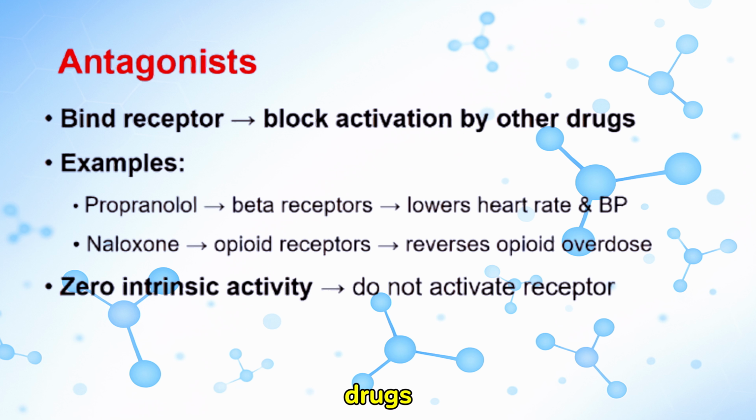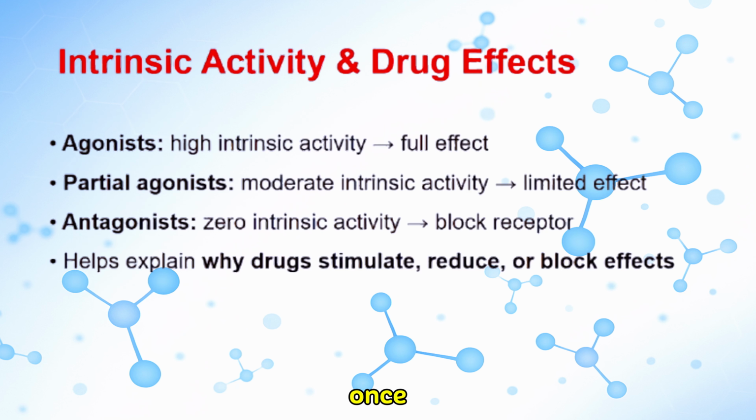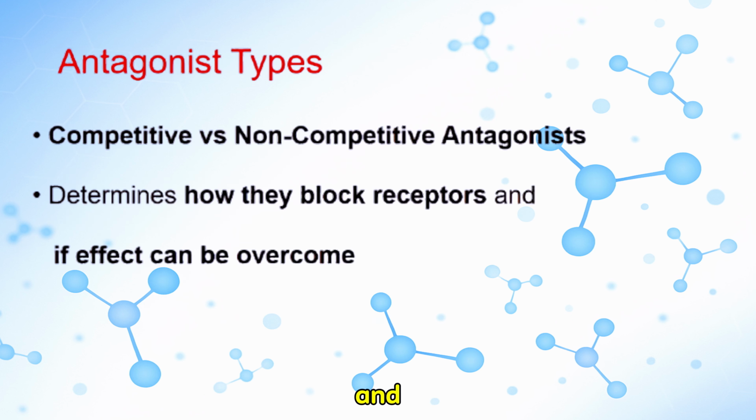The way these drugs behave is linked to a concept called intrinsic activity. This refers to the drug's ability to activate the receptor once it is bound. Agonists have high intrinsic activity because they fully turn on the receptor. Partial agonists have moderate intrinsic activity because they produce only a limited response, and antagonists have zero intrinsic activity. They bind to the receptor but do nothing to activate it. By understanding this idea, we can better explain how different drugs either stimulate, reduce, or block biological effects, and why this matters in choosing the right drug for the right condition.